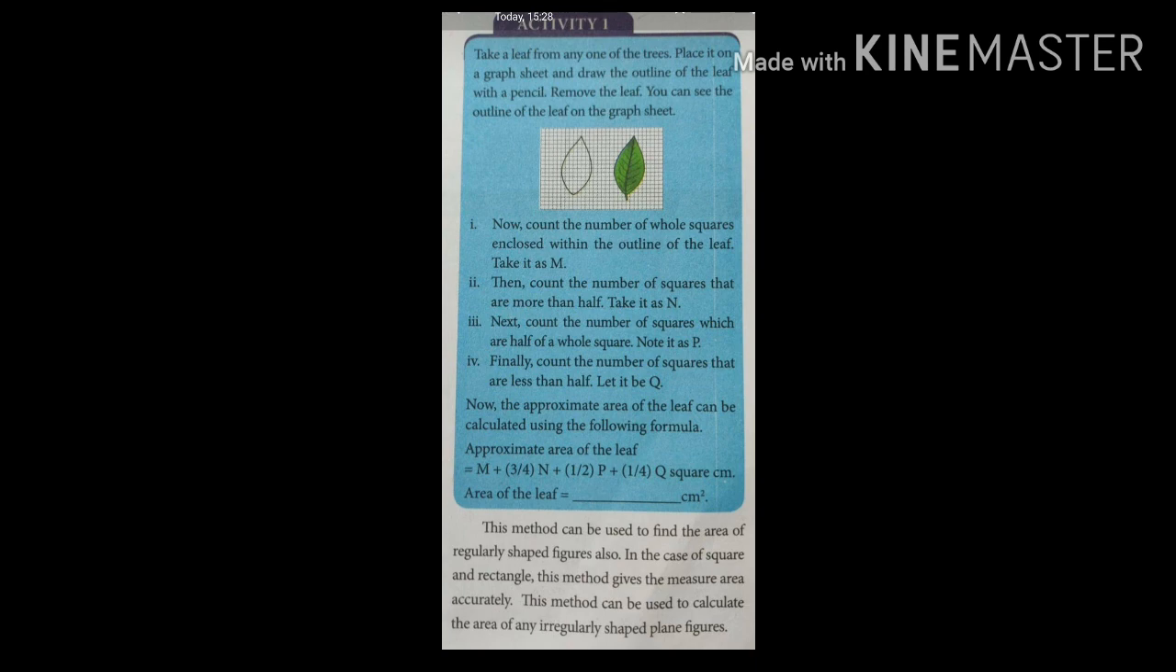So that you should consider as n. Then next one, you should count the number of squares which are half of a whole square. Then that you should consider as p. Finally, you should count the number of squares that are less than half. So that should be considered as q. So now the approximate area of the leaf can be calculated using the formula which is given there.